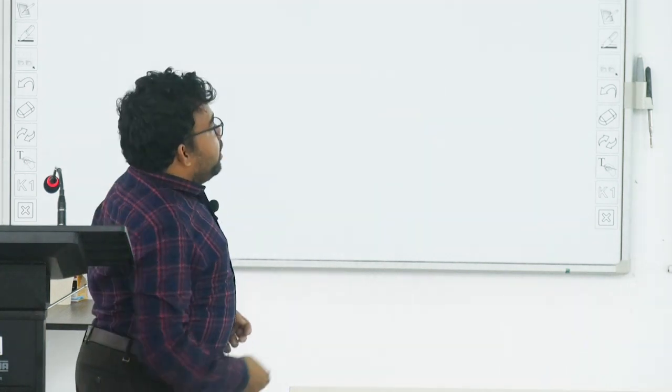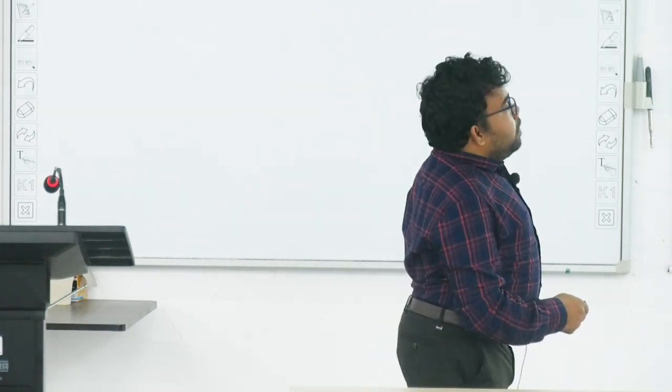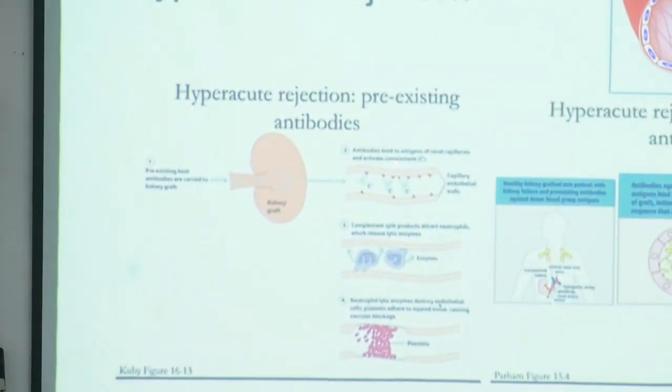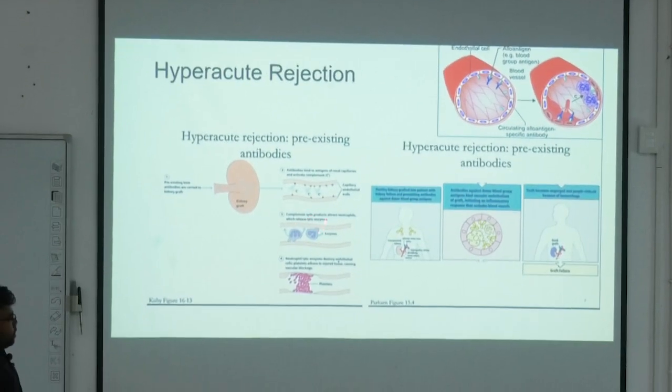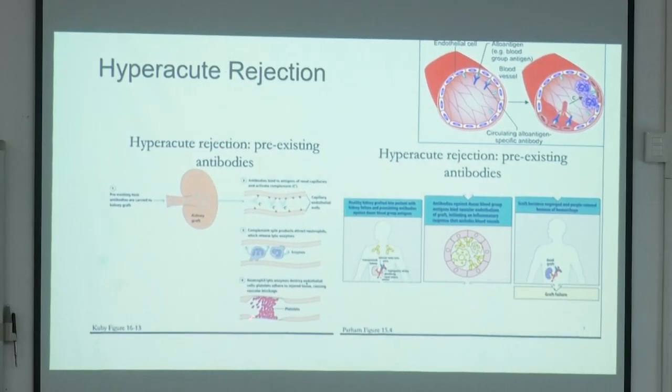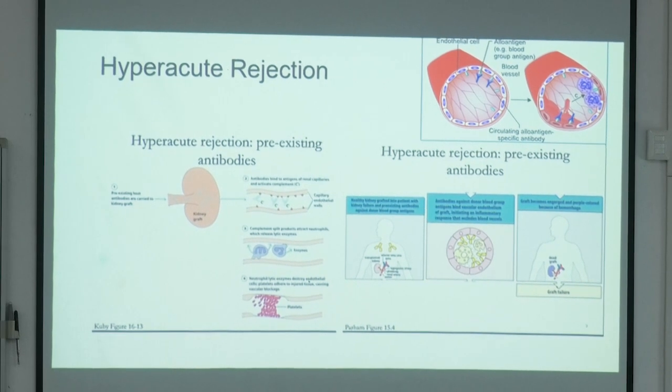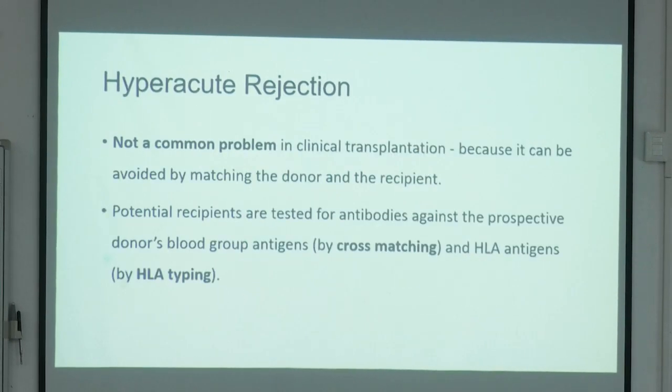So this is the pictorial diagram. You can see antibodies are present previously. They will enter the graft. Suppose this is a kidney graft. In the vessels, the antibodies will get attached to it. This will lead to local reaction and formation of a thrombus plug. But more importantly, hyperacute rejection is not a common problem clinically.